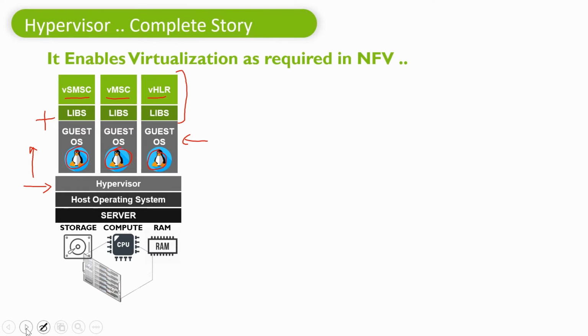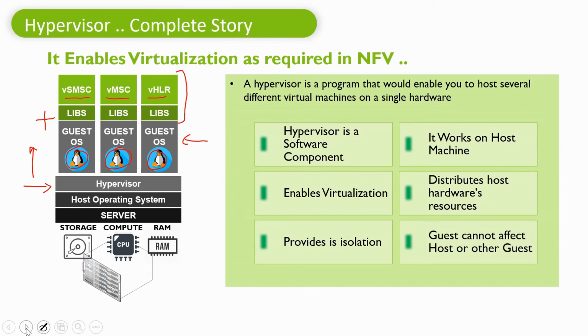The features and roles of the hypervisor are absolutely clear. Hypervisor is a software component. Hypervisor works on the host machine using the host operating system. Hypervisor is key to enabling virtualization. Hypervisor distributes host hardware resources. Hypervisor provides isolation between the guest machines or virtual machines. With the protection provided by the hypervisor, one guest machine cannot affect the host or any other guest machine.